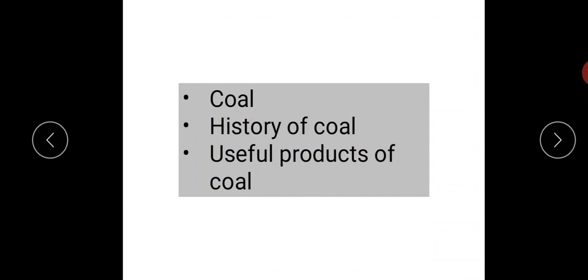So today we have discussed coal, the history of coal and the useful products which we get from coal. To understand these concepts, you need to read page number 56 to 58 in your textbook so that you will come to know a particular idea about this topic.